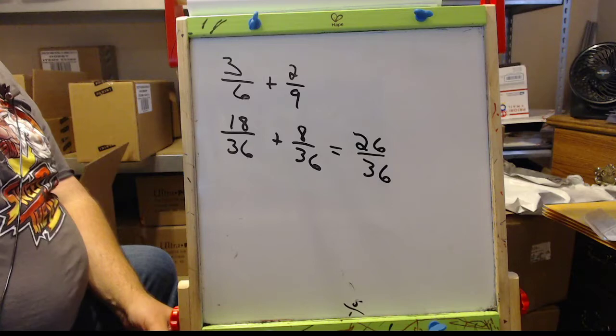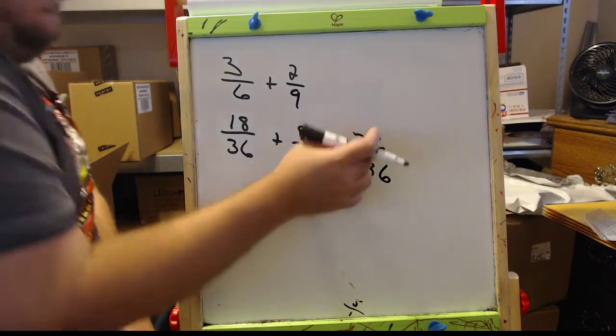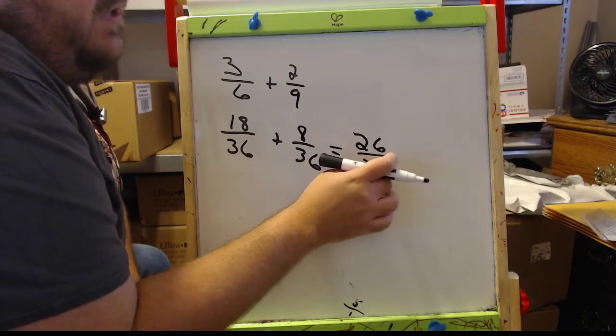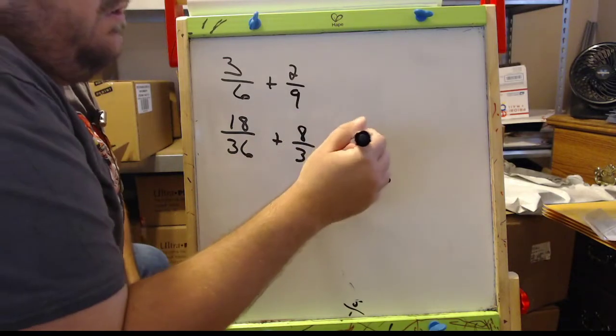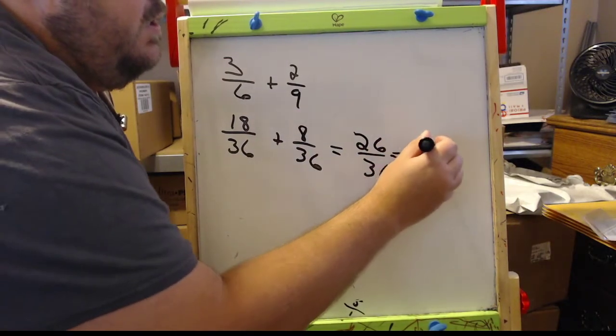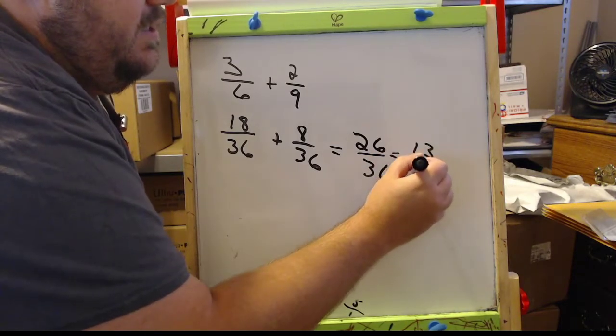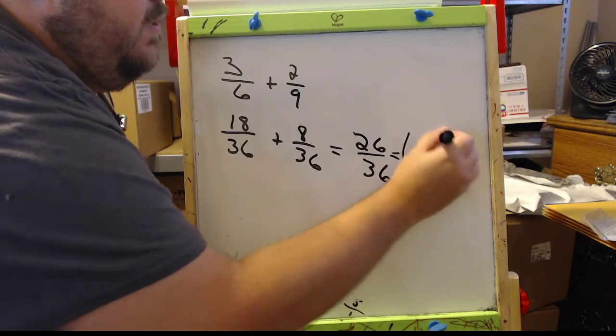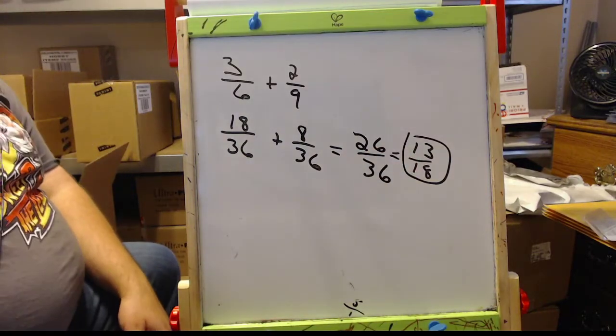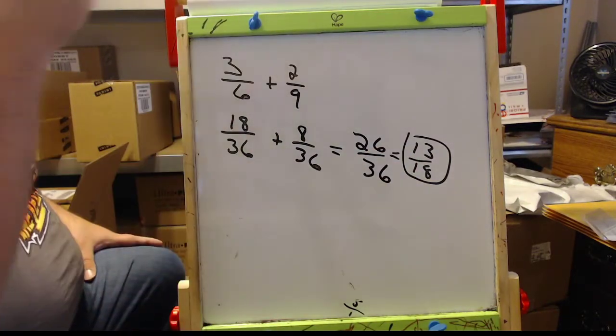Now, do I leave it like that, or can I reduce it? Well, this number is even and that number is even, so I know at least 2 goes into it. 2 goes into 26 13 times, and 2 goes into 36 18 times. So my answer is really 13/18. Always check to see if you can reduce.